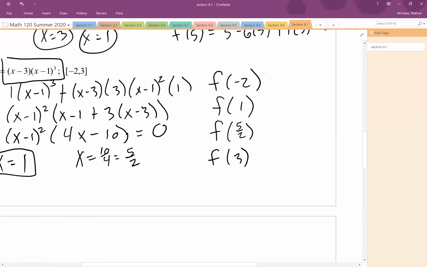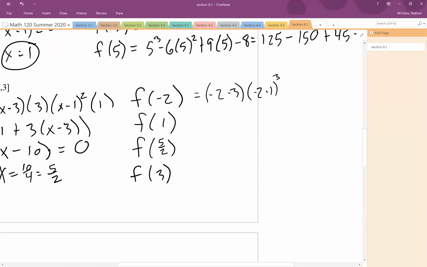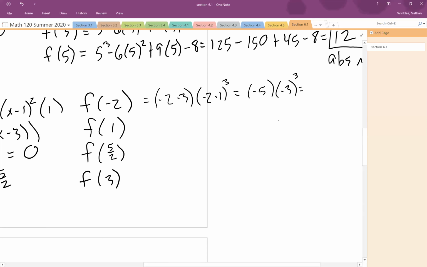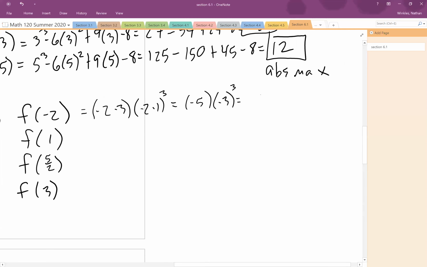So we're going to have negative 2 minus 3 times (negative 2 minus 1) cubed. So we get negative 5 times negative 3 to the third. So we get negative 5 times negative 27. So we get 135. Plugging in 1, 1 minus 3, 1 minus 1 cubed gives us 0.